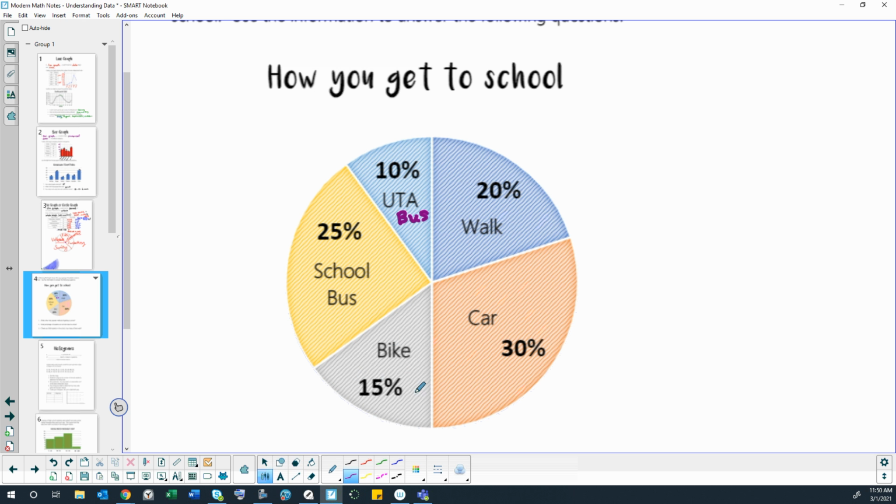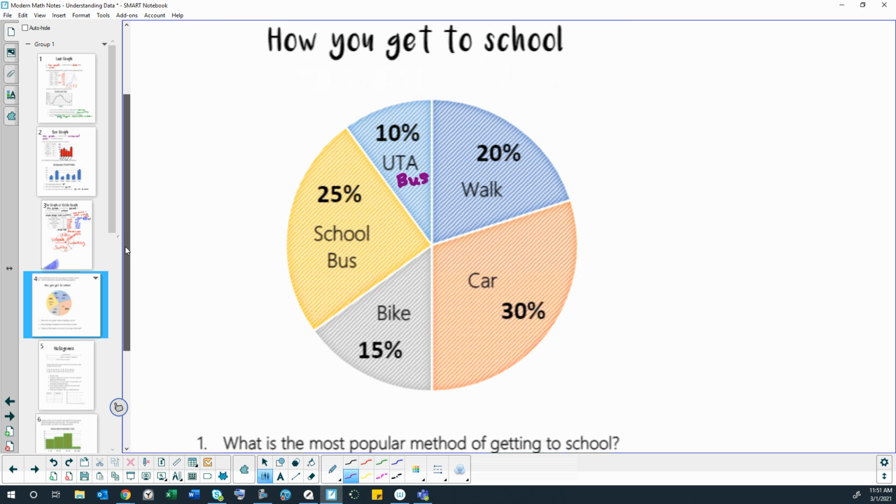car, students that ride a bike, and you can see at a glance the bigger slices have the larger percentage of students using that means of transportation. Okay, let's go ahead and answer the questions from the chart.